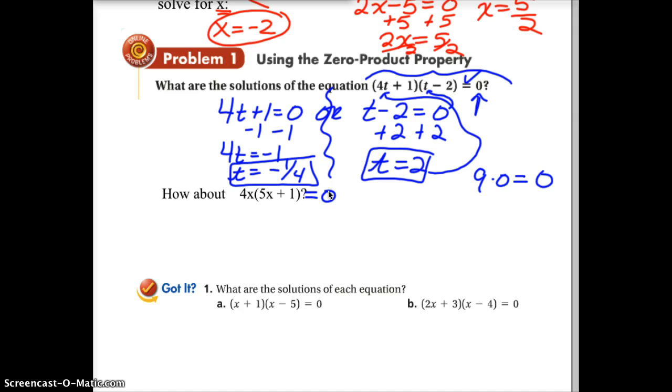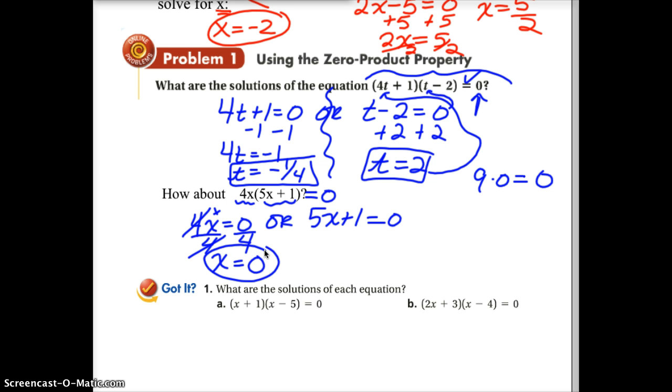What are the solutions? Well, I've got two factors that multiply to equal 0. What that means is either 4 times x is equal to 0 or 5x plus 1 is equal to 0. Well, the only way for 4 times a number to equal 0 is if the number is 0. I mean, use common sense. Or divide by 4. Either way, if x is 0, I get a 0 out. 4 times 0 is 0, and it doesn't matter what comes after that.